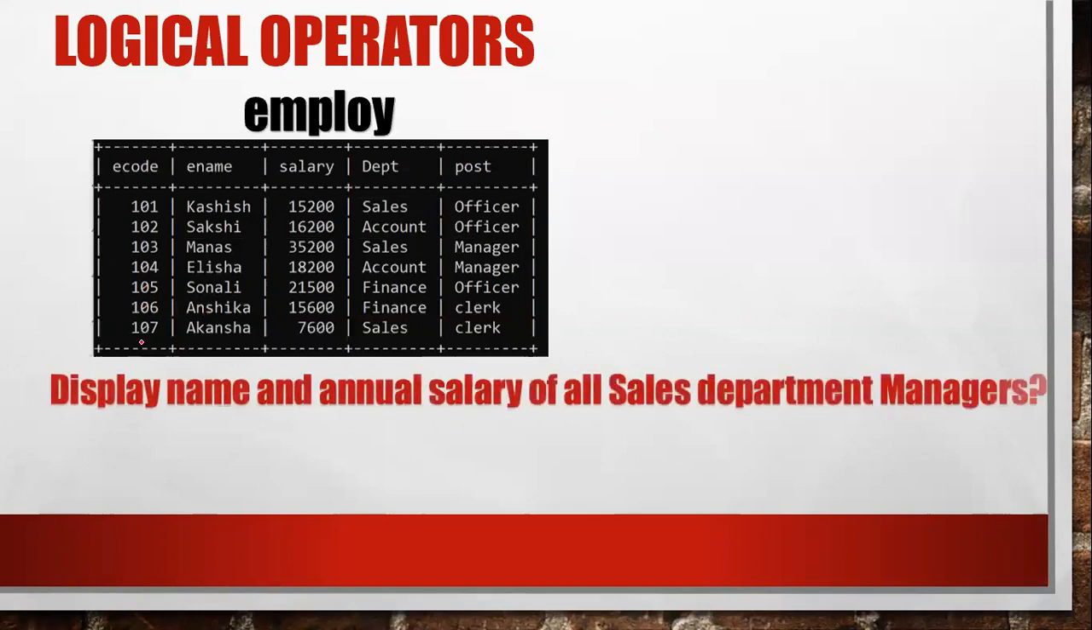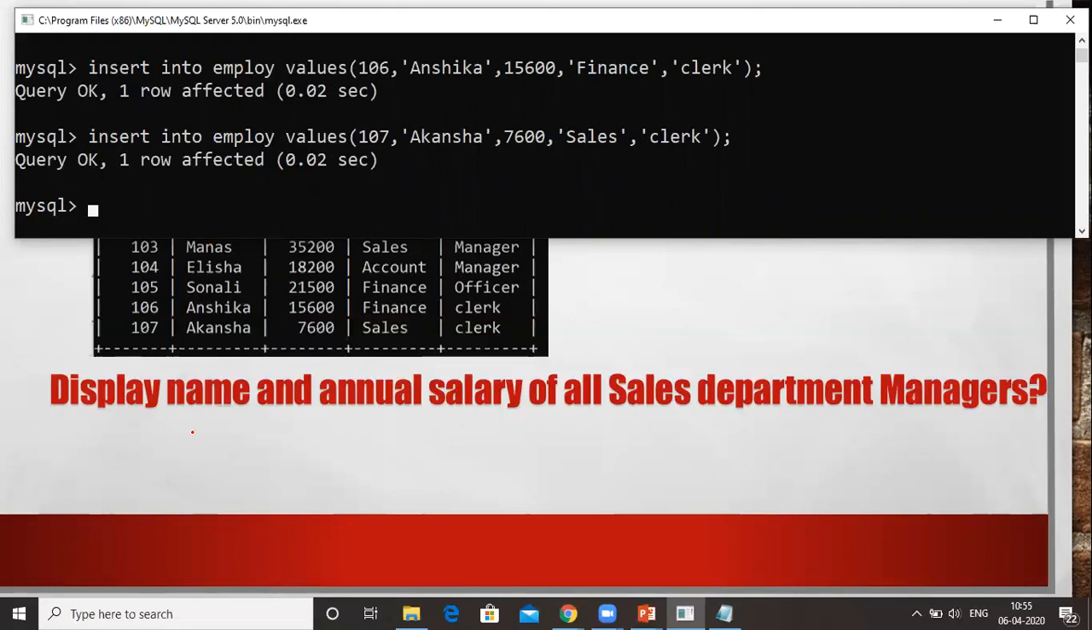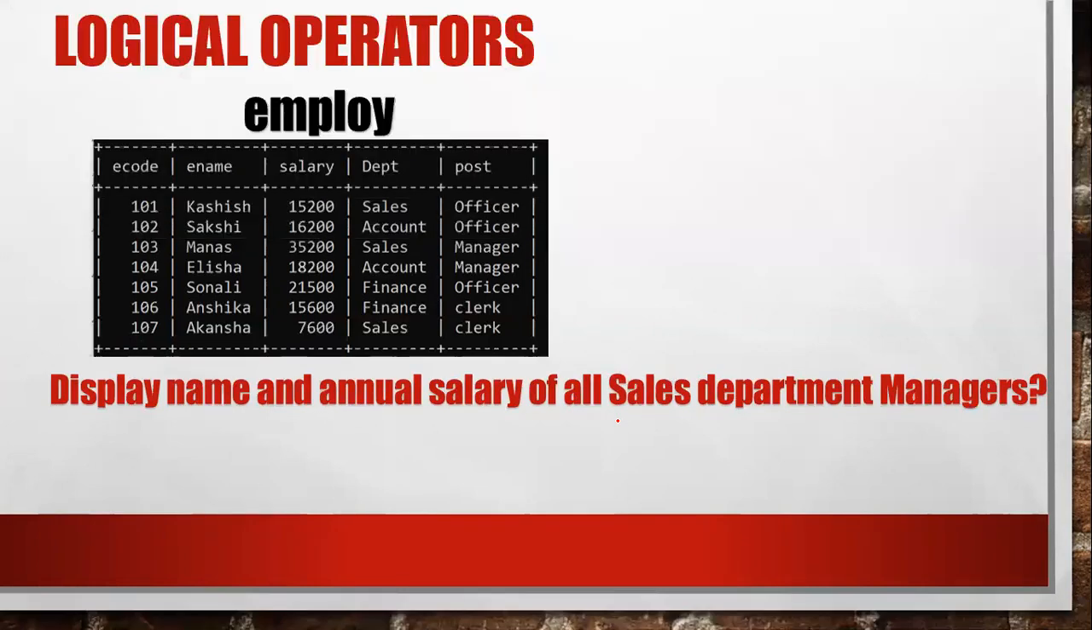So the first query is that display name and annual salary of all sales department managers. Okay, so in this case you can see that we want to display name. For name we have ename with us, right? And annual salary. For annual salary, you know that we have to multiply salary by 12. But over here it is written as sales department managers.